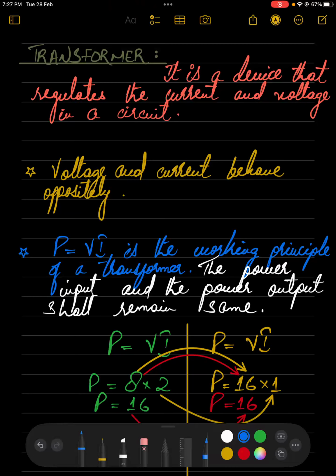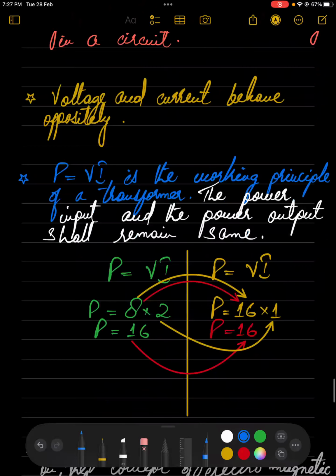So whenever we are transporting or transmitting voltage and current in a transformer, that's only because of electromagnetic induction. The most important thing over here to remember is कि ट्रांसफार्मर हमेशा वोल्टेज और करंट के साथ डील करेगा, और वोल्टेज और करंट एक दूसरे के साथ ऑपोजिटली बिहेव करते हैं. If the voltage is increasing, the current would decrease and vice versa.